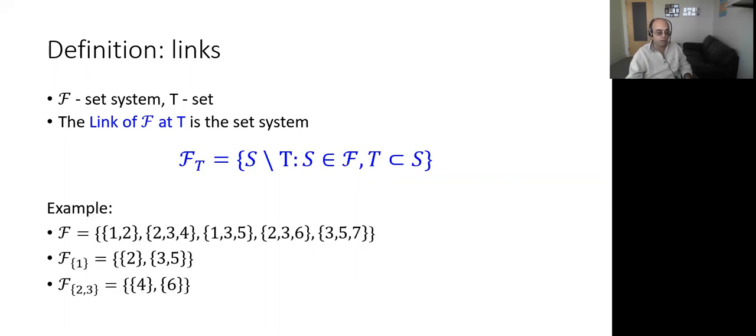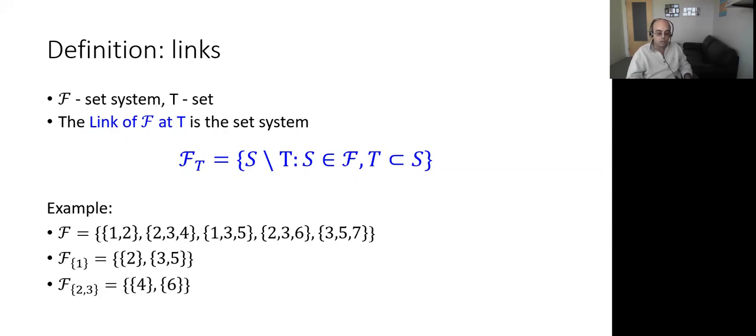Just to give a couple of examples to make sure that we are all on the same page here. If F is my set system, so it has these 5 sets, what is the link of 1? I should go through all the sets containing 1. I have 2 of them, this one and that one. And I should remove 1 from both. So I have the set 2 and the set 3, 5. So this is the link of the set 1. What is the link of the set 2, 3? I should find all the sets containing both 2 and 3. Here's a set and here's another set. And I remove 2, 3 from both of them. So I get 4 and 6. Okay, so this is the definition of a link. That's going to come in handy.